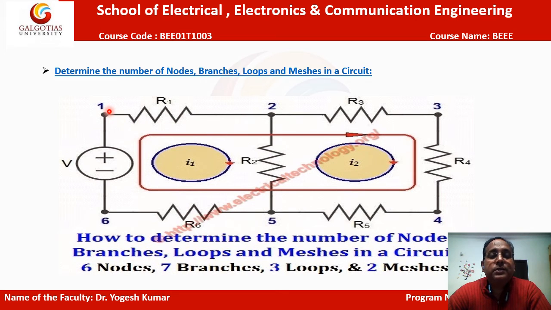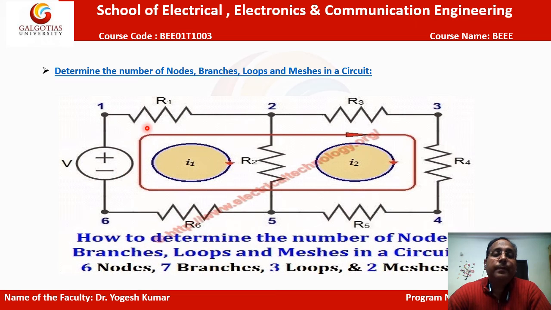Suppose there is a circuit diagram. One resistance R1, one resistance R2, R3, R4, R5 and the sixth resistance R6 are connected to form a network, right? One power supply, that is called the voltage. Now suppose there is a question: how many nodes, branches, loops and meshes are there in the circuit? Then we have to calculate in such a manner.